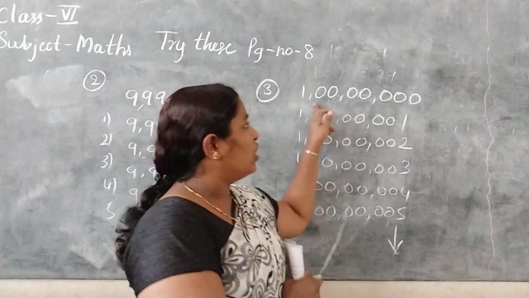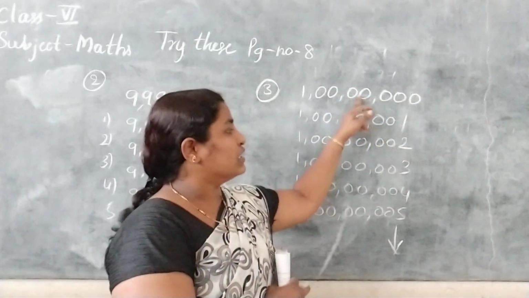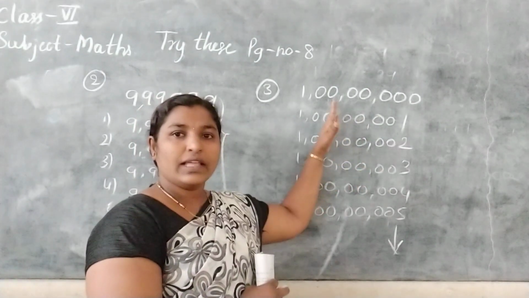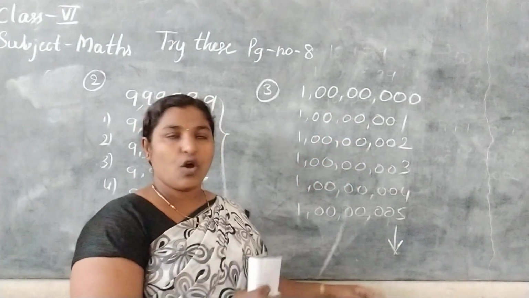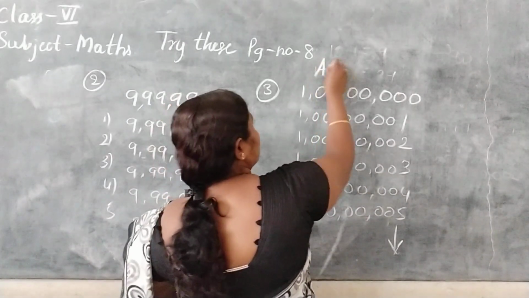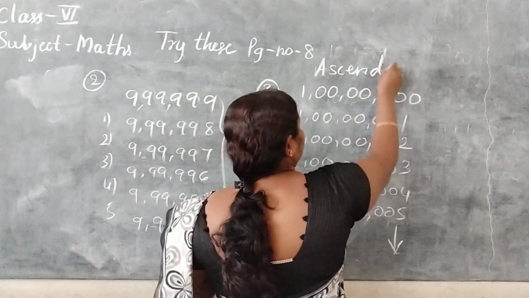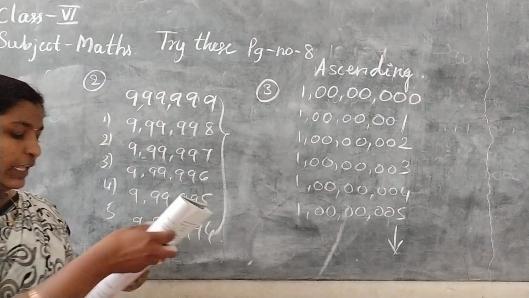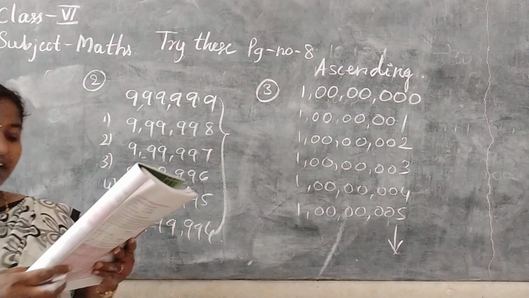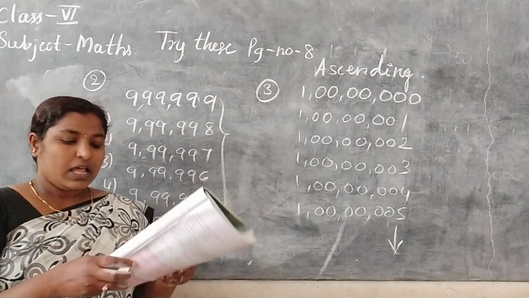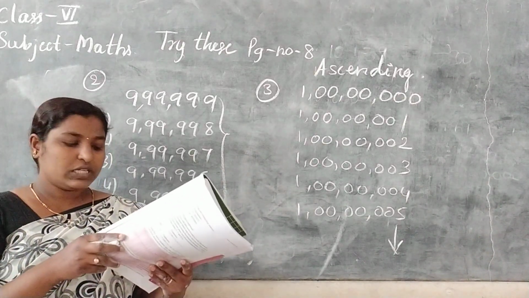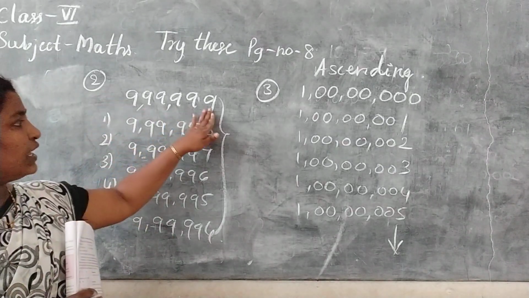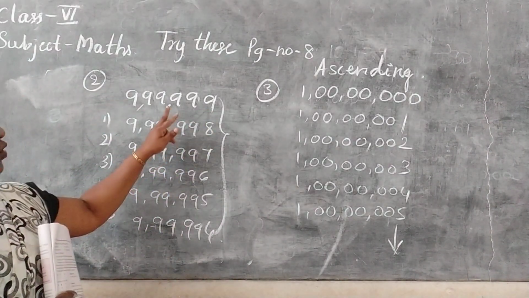Ascending in the sense, this is small, this will be bigger than this, and this will be bigger than this. So like this, small to big it has gone. This is known as ascending. Here, what did they tell? Starting from the greatest 6-digit number, write the previous 5 numbers in descending order. Descending means biggest to the smallest.